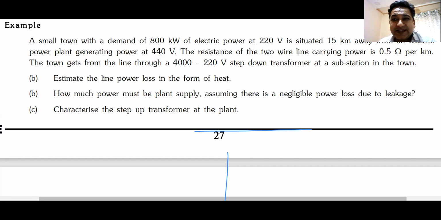Estimate the line power loss in the form of heat. How much energy is lost in the form of heat? How much power must the plant supply, assuming there is negligible power loss due to leakage? Characterize the step up transformer at the plant. So how do you solve this question?